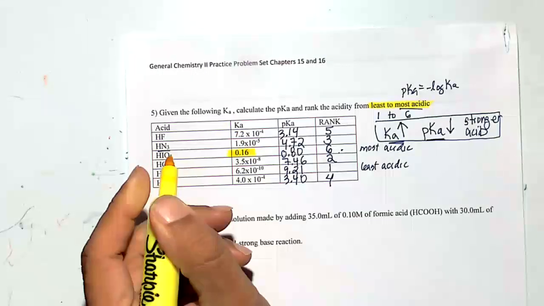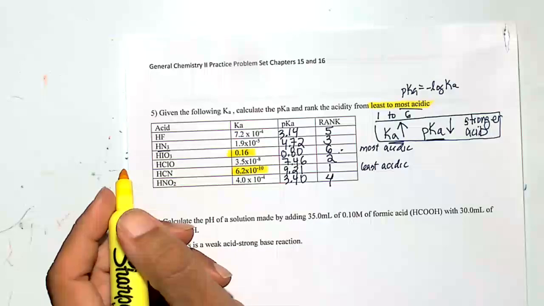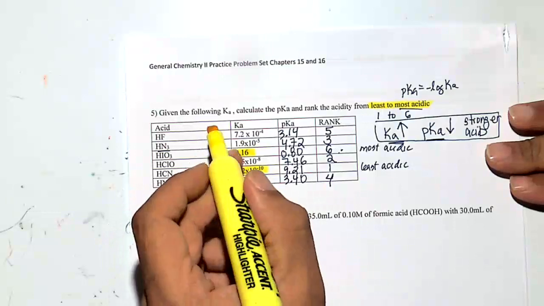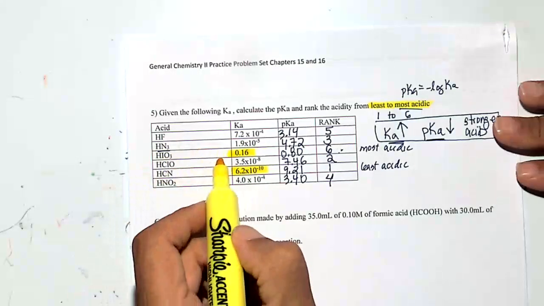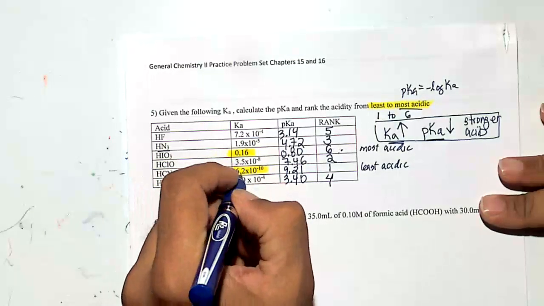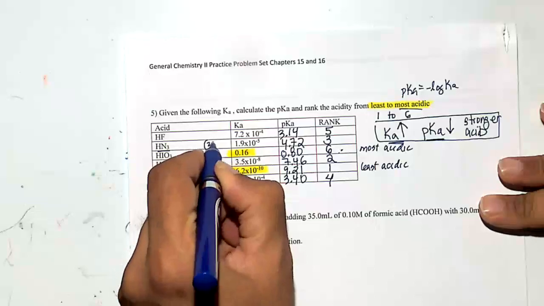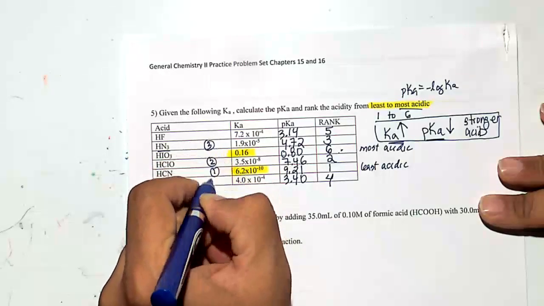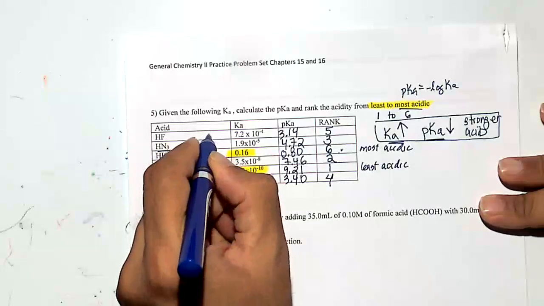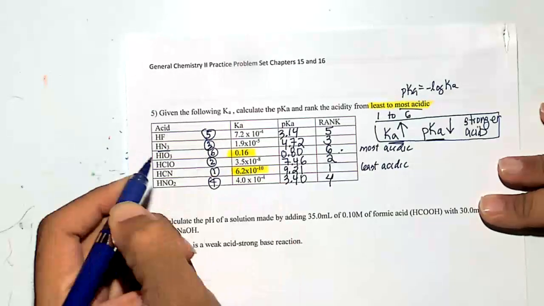This is definitely the strongest acid because it has the highest Ka, and this is definitely the weakest acid because it has the lowest Ka. So then you're going to rank everything accordingly. So this is the lowest. What's the next lowest? 10 to the minus 10. 10 to the minus 8. And then what's the next lowest? 10 to the minus 5. And then the next lowest? 4. And then 5. And then the highest, obviously, is that.